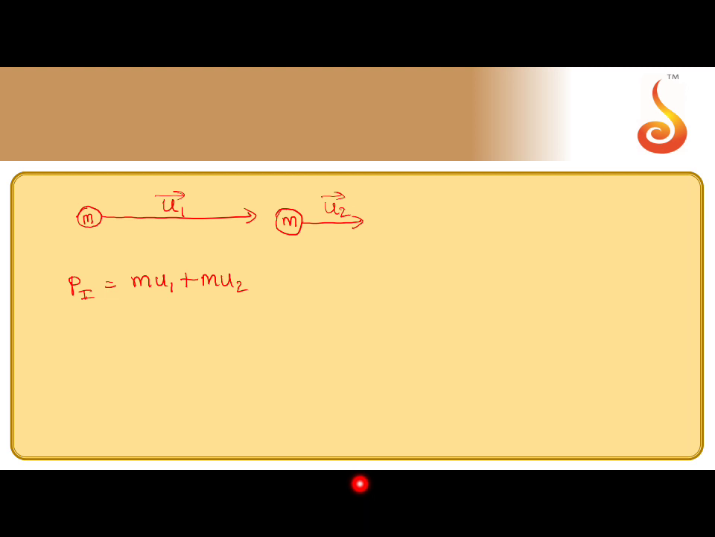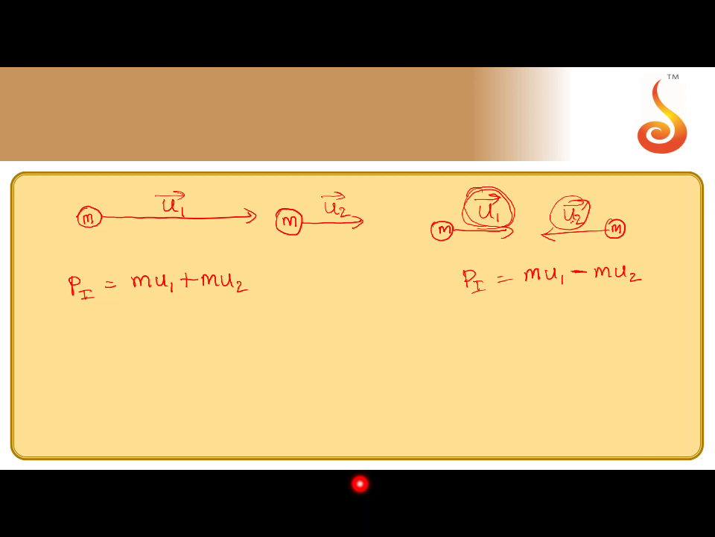On the other hand, if the first body of mass m is moving with u1 like this, the second body of mass m is moving in the opposite direction with a velocity equal to u2. Then how do you write the initial momentum? P initial will be, I will take this to be positive, then m into u1 minus m into u2. This I have taken positive. The velocity in the opposite direction should be taken negative.